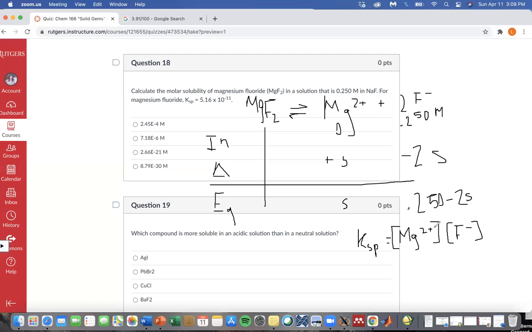If we were to plug these in here, we would end up getting something really complicated because we would have 0.250 minus 2S squared. So we'd end up needing the quadratic in order to solve for this. But our K value is really small, it's 10 to the negative 11th. So we can basically just ignore this minus 2S here. When we plug it into our KSP expression, we can do the small K approximation and just do KSP equals 0.250 times S. And let me plug in the KSP.